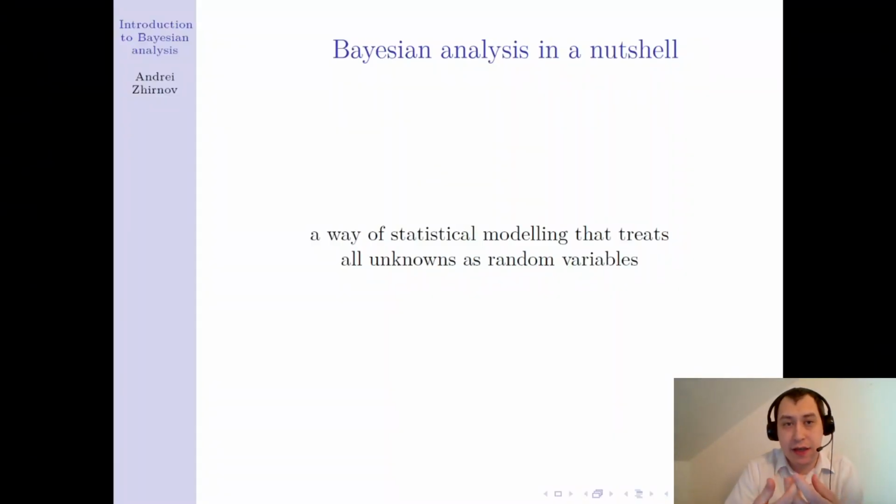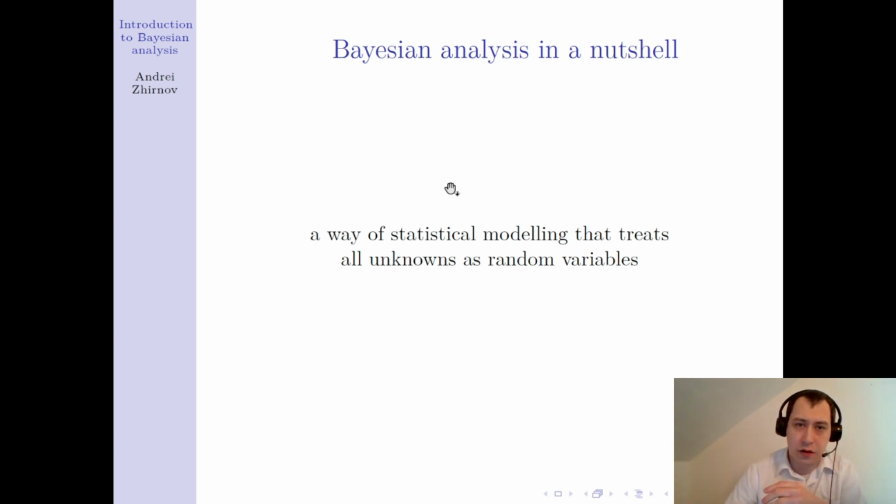If I were to give a one-sentence definition of Bayesian data analysis, that definition would sound like this. Bayesian data analysis is a way of statistical modeling that treats all the unknowns in our analysis as random variables. So what do I mean by the unknowns here, and what does it mean to treat them as random variables?